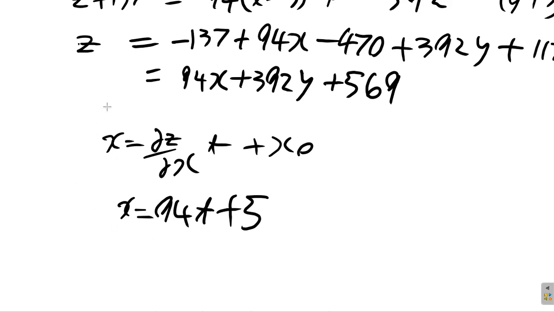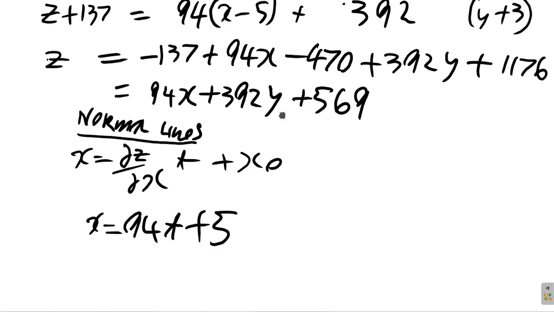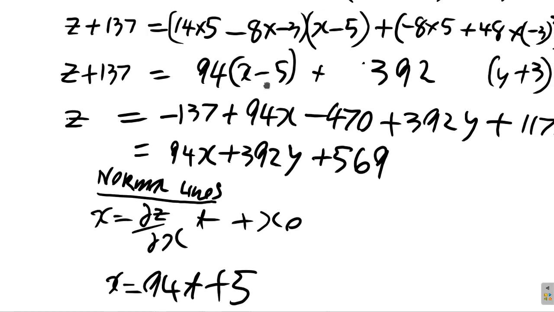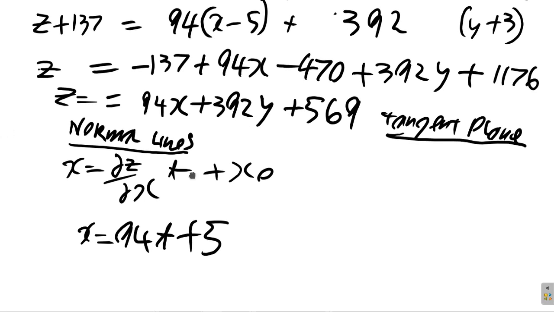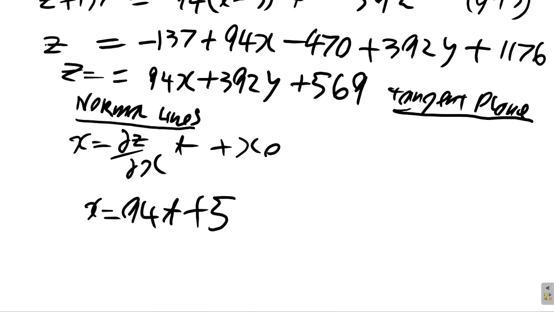Alright. Then, let me just make a note. We're finding the normal lines. This is the tangent plane. This is the equation of the tangent plane. Now we're finding the normal line. Or the normal line. Not lines.